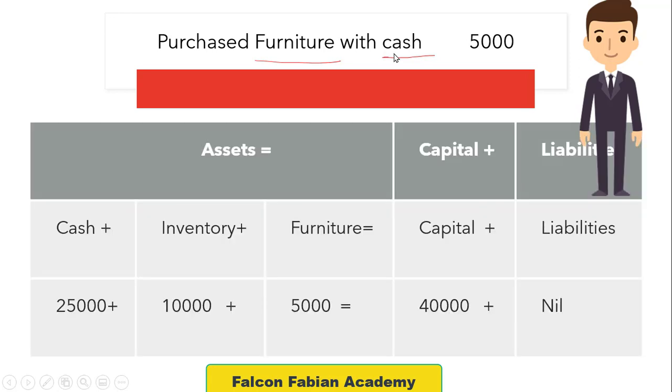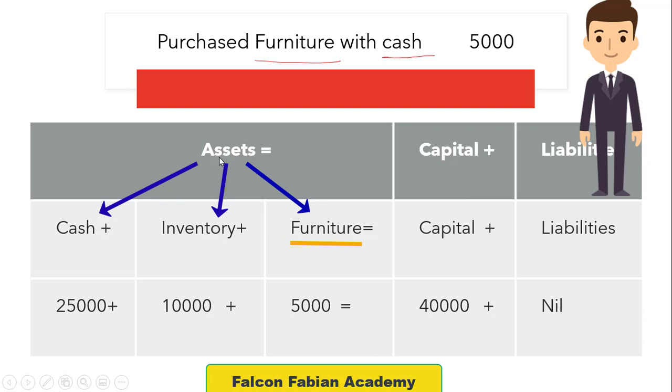Now let's see how our accounting equation is going to look like. So for this transaction also, you will have to draw the table all over again. In this transaction, the business has bought furniture and furniture is an asset. Therefore, you will have to add one more column over here under assets. So now the business has got three assets: cash, inventory and furniture. And the total of this has to be equal to capital plus liabilities.